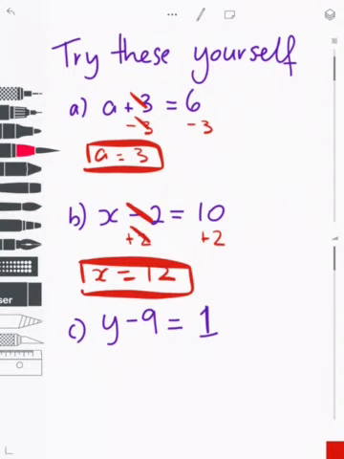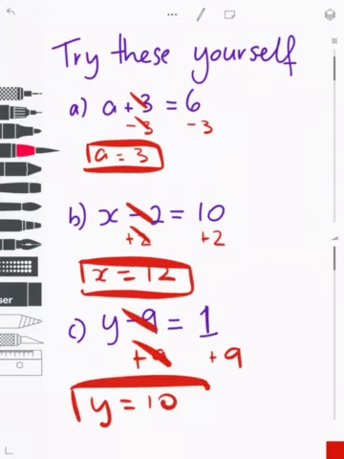Here, y minus 9 equals 1. I want to get y by itself, so I'm going to try and get rid of the minus 9 there. So the opposite of minus 9 is plus 9. I do it on both sides to balance the equation. They cancel out. Y equals 1 plus 9, which is 10. Hopefully, you got all three of those right.